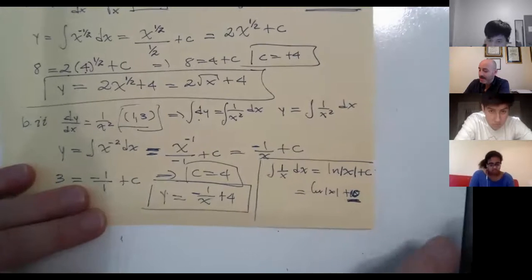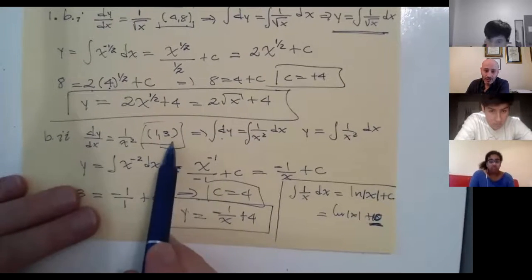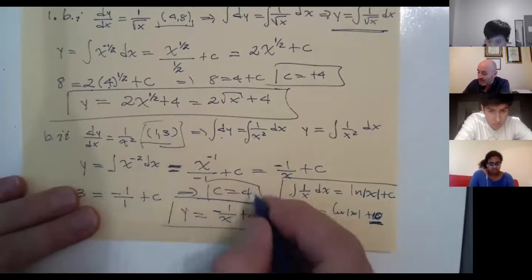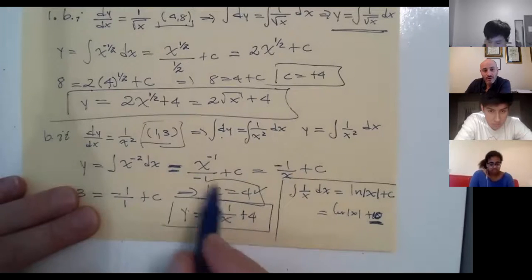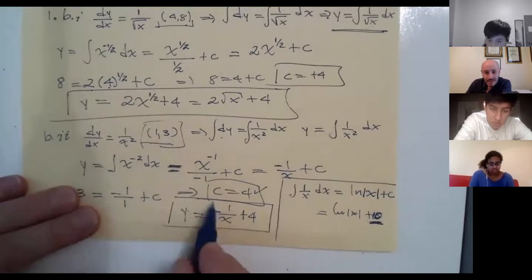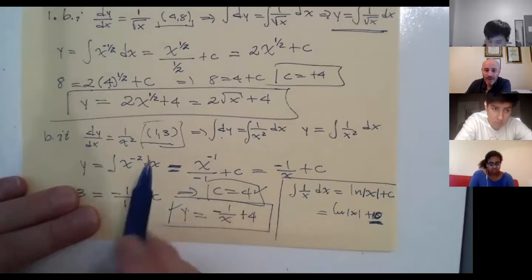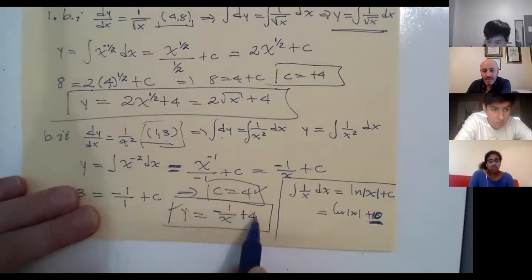okay? And then the condition that they give us allows us to find a specific value for C. So this makes this solution unique, okay? If we don't have a condition, then this plus C could be any constant. Make sense? Yes.